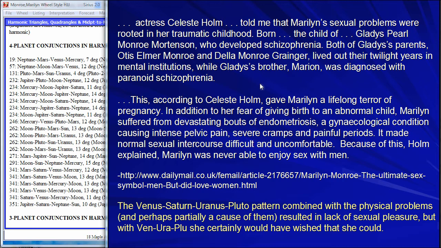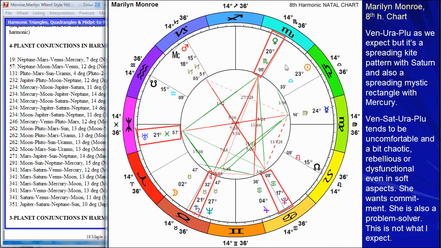This, according to Celeste Holm, gave Marilyn a lifelong terror of pregnancy. In addition to her fear of giving birth to an abnormal child, Marilyn suffered from devastating bouts of endometriosis, a gynecological condition causing intense pelvic pain, severe cramps, and painful periods. It made normal sexual intercourse difficult and uncomfortable. Because of this, Holm explained, Marilyn was never able to enjoy sex with men. So here's this glamour girl, sex symbol, who actually is having difficulty with sex due to physiological problems. We see the Venus, Saturn, Uranus, which often creates hormonal problems, sexual problems. She has it.